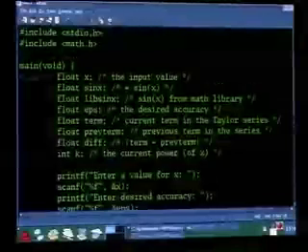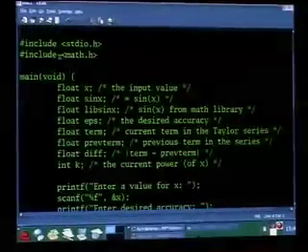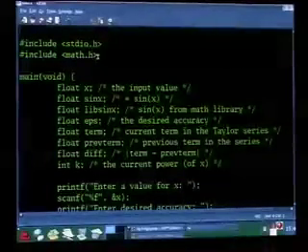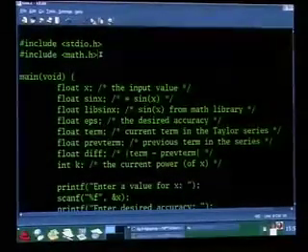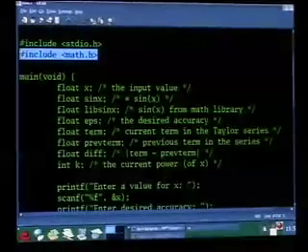Okay. Now, since we are also going to use a math function, namely sin, from the math library, we also have to include another include statement saying hash include math.h. This statement says that we are going to use a function from the math library, namely the sine function.